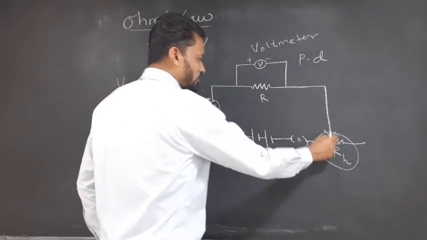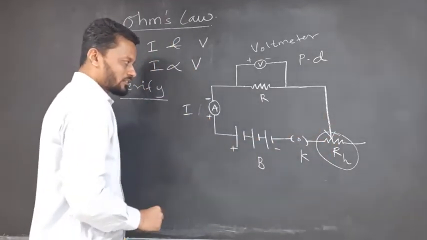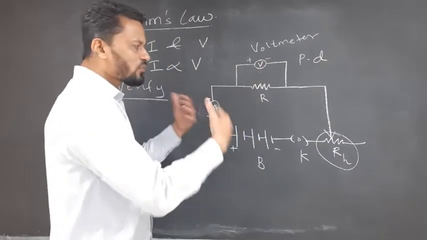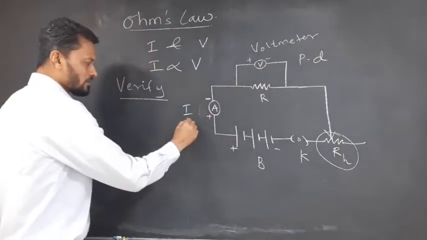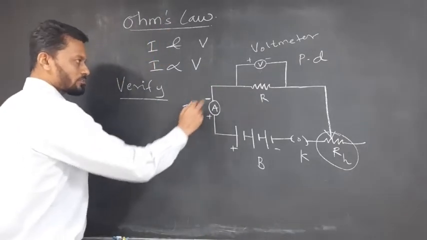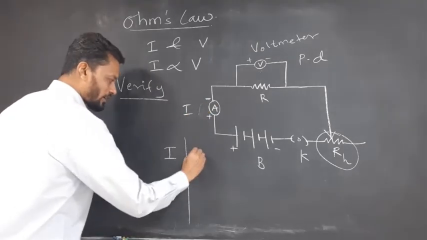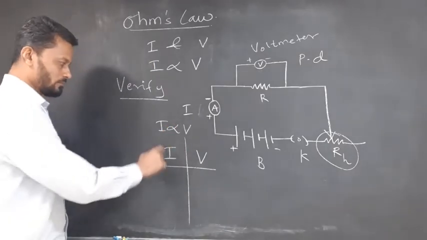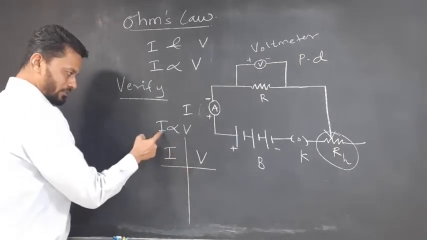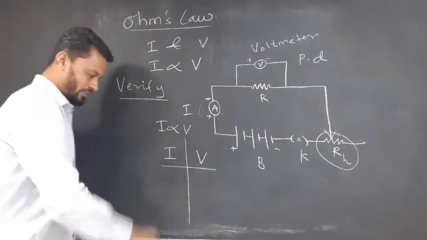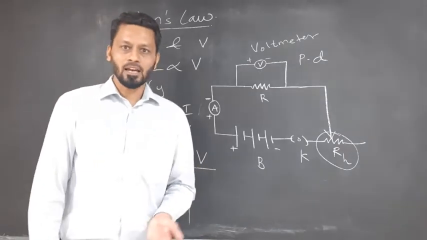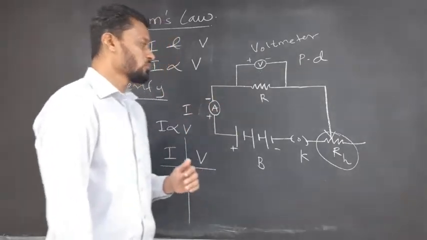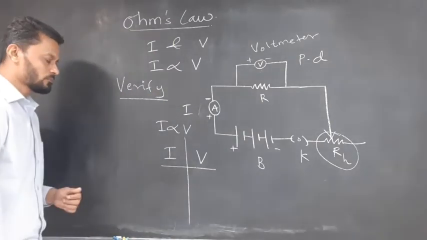So for different values of I, you will measure the electric current inside the ammeter and you will measure the potential difference across this for different readings. And you will notice that if you find the relation between I and V, my I will be directly proportional to V. So as the potential difference increases, the electric current across the circuit will also increase. And this is how Ohm's law has been verified through the experimental method.